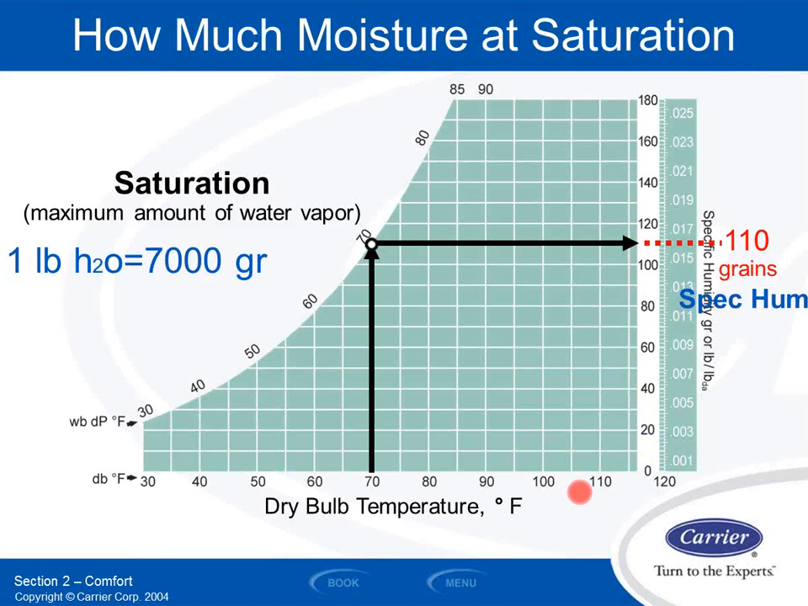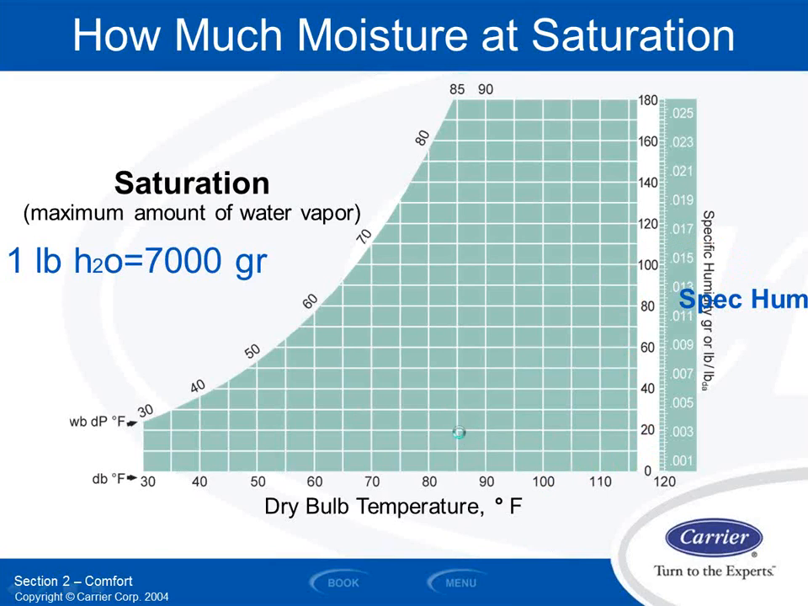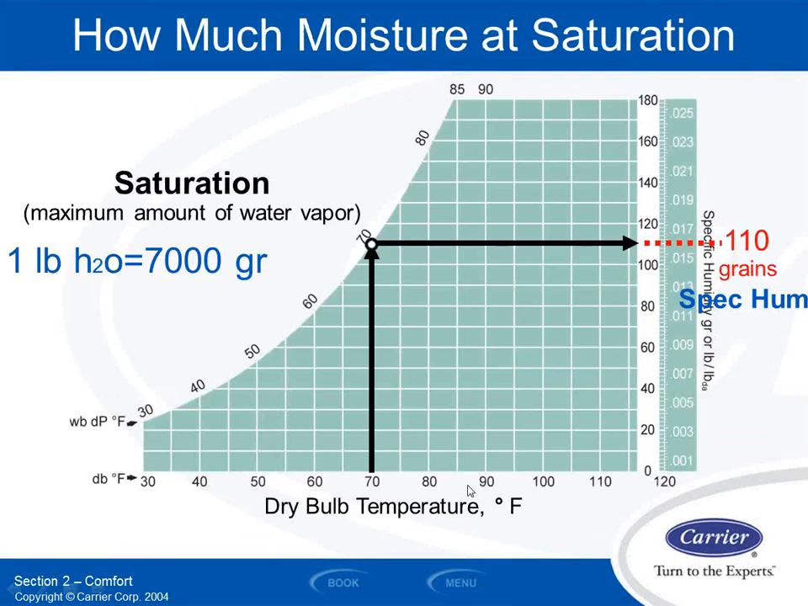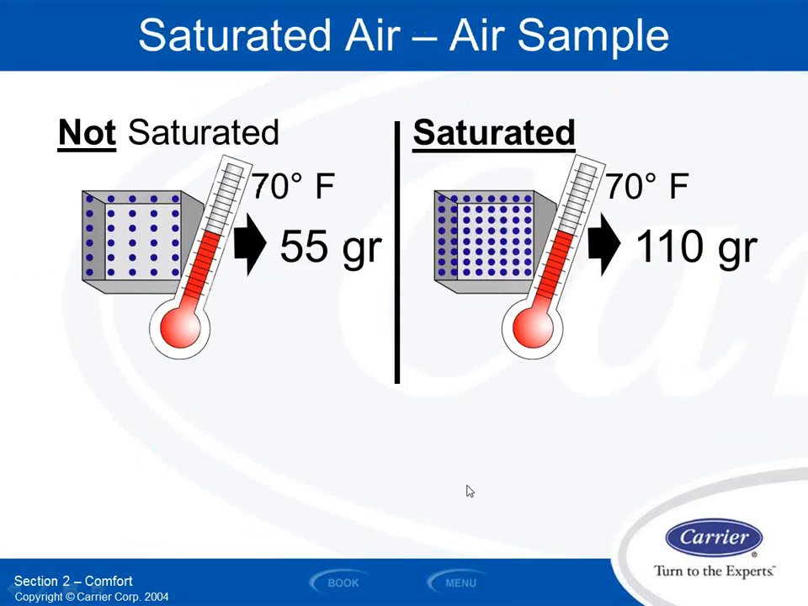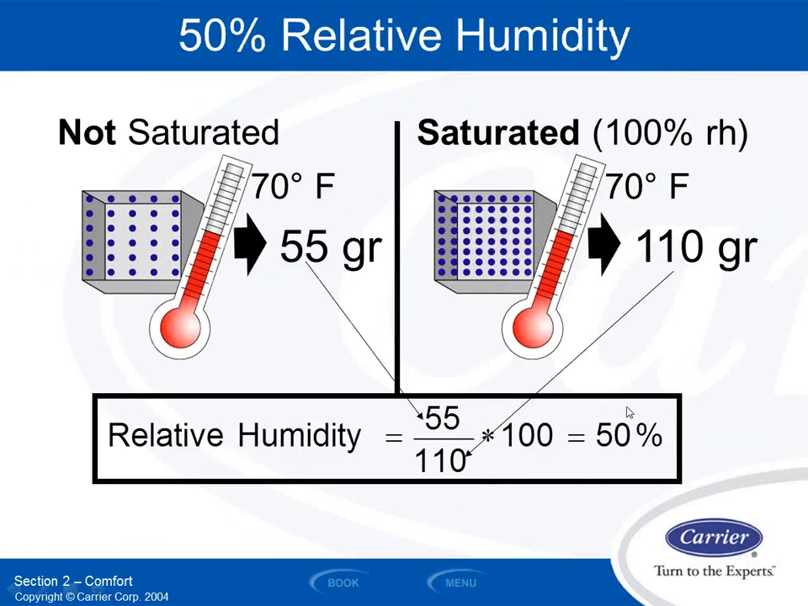So that's how much it could possibly hold. And I said I had 55 grains that I measured when I counted my box here. All right, so I measured 55. It could possibly hold 110. So my relative humidity in that case is 50% humidity. I got half of the maximum. The maximum is 110, I got 55. All right, so that's how the relative humidity math works, if you will.